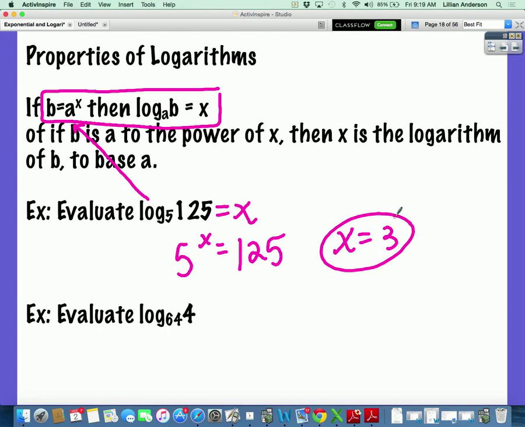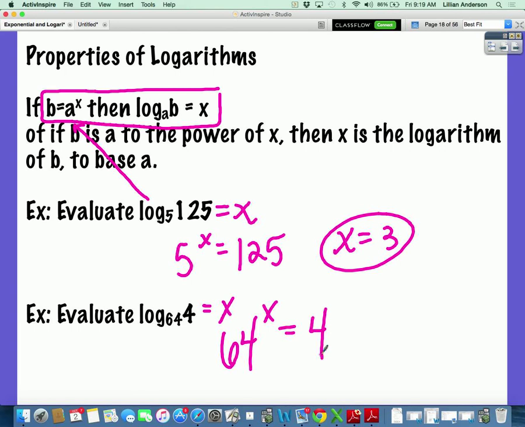You start out at the 5 and then you wrap around it, so it's 5 to the power of x equals 125. For this one, I will set it up as my base, which is 64. I'm going to raise it to an x, and it's going to equal 4.